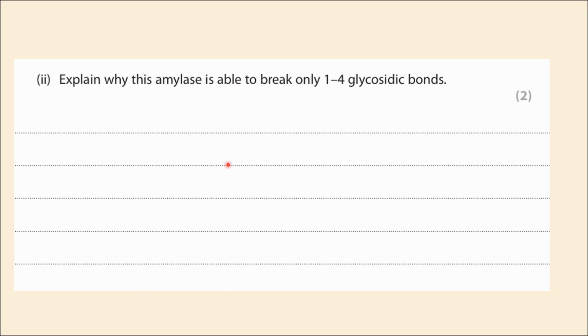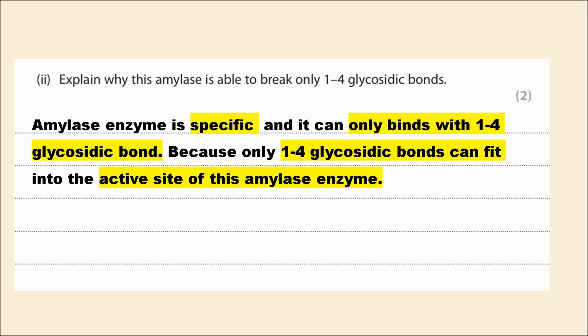So this is due to the specificity of the amylase enzyme. You know, enzymes are specific to their substrates, meaning that amylase can only bind to the 1,4-glycosidic bond because its active site is shaped to fit that specific bond only. Therefore, amylase can break down only a 1,4-glycosidic bond, not the 1,6 glycosidic bonds. So you can write the answer like this. Amylase enzyme is specific and it can only bind with 1,4-glycosidic bonds because only 1,4-glycosidic bonds can fit into the active site of this amylase enzyme.